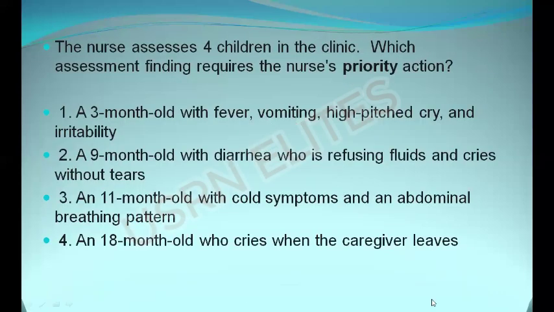Okay, you're welcome. So let's look at this. The nurse assesses 4 children in the clinic. So they are all children. Which assessment finding requires the nurse's priority action? Okay, Takujimia. Yes, I'll go for option 1 because I'm seeing fever, vomiting, and high pitched cry, which is a hallmark sign for meningitis. So I'm suspecting that already. Okay, I like how you deduced it.